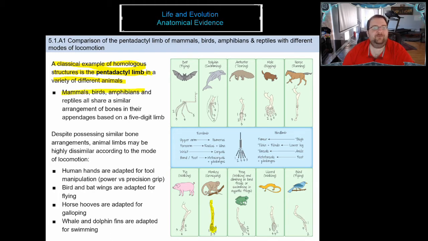So mammals, birds, amphibians, and reptiles, we all share similar arrangements of our bones. And that's in the appendage based off 5-digit limbs. And if we look at all these different examples, we can see, wow, they're so similar. I mean, obviously very different, but they have that similar pentadactyl limb design, right? And why? It's probably because we came from a common ancestor, and then the differences between them is us adapting to different niches in our environment.